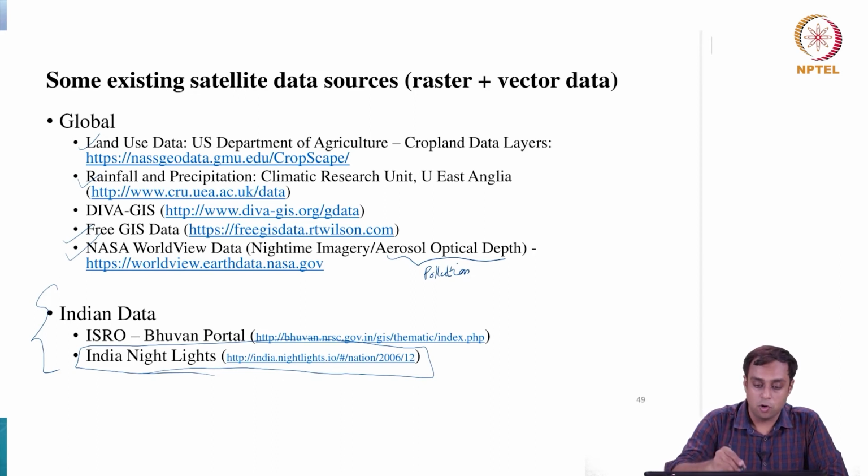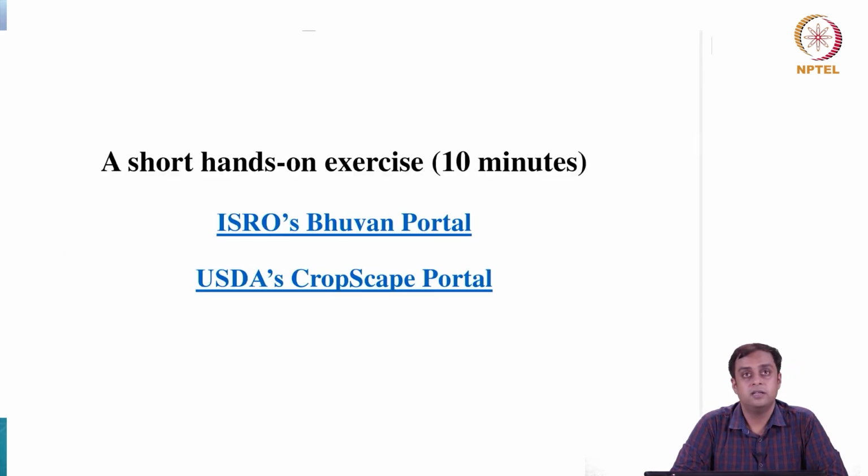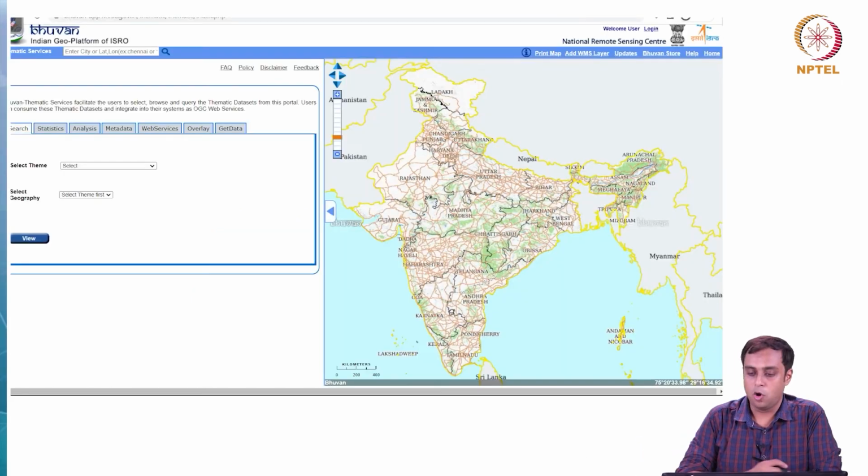Okay. So, as a next step, we are going to do a short hands-on exercise with two of these data sets, so that we can see that we can actually work with them. They are not really abstract entities, they are very much usable as available. Okay.